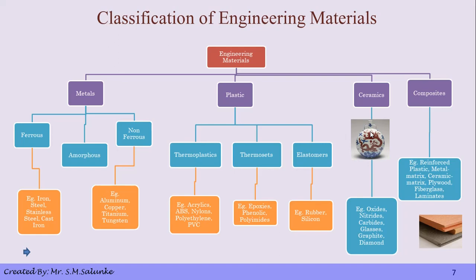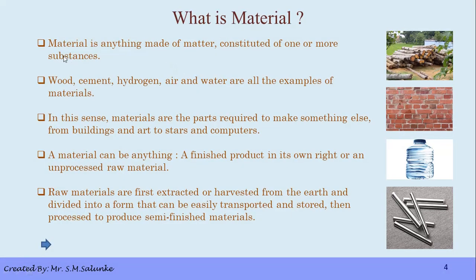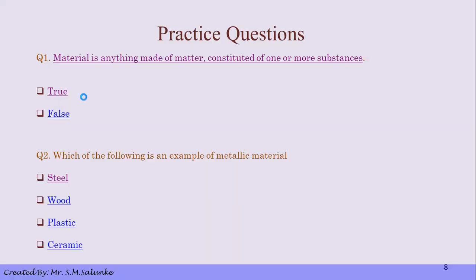Now let's conclude this lecture with some practice questions that were asked in previous exams. First is, material is anything made up of matter constituted of one or more substances. Here we have to state whether the statement is true or false. Let's go to the introduction of material. Here we have seen that material is anything made up of matter constituted of one or more substances. The example we have seen is a brick wall. So we can say the statement is true.